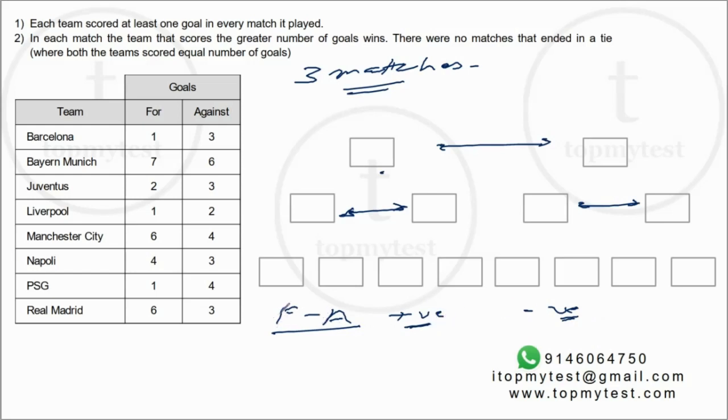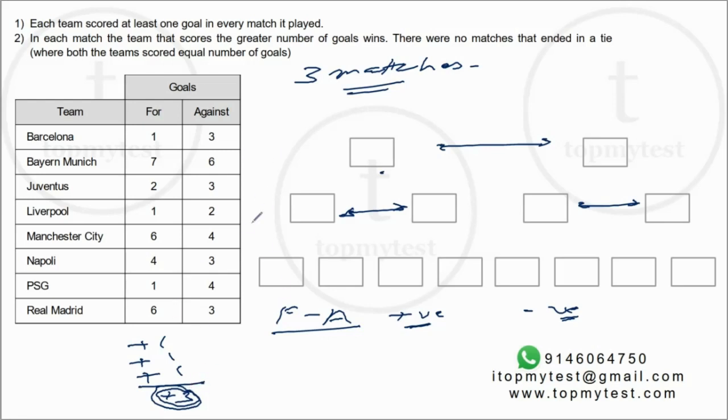So if a winner has to win 3 matches, he has to have a positive goal difference in each of the 3 matches, which also means that his overall goal difference will be at least +3. It can be 5, it can be 6, depending on how well or how badly he wins. But his goal difference has to be at least 3.